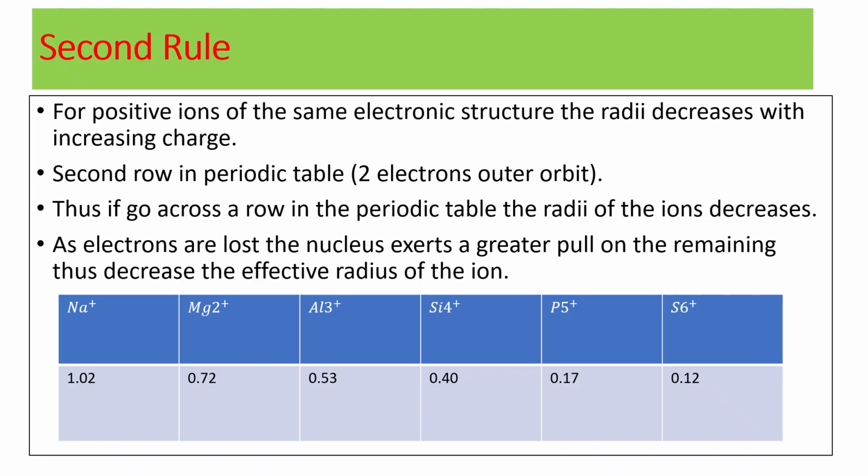So if you take sodium Na+, it has an ionic radius of 1.02, followed by magnesium Mg2+, with an ionic radius of 0.72, aluminum Al3+, with an ionic radius of 0.53, and silicon Si4+, with an ionic radius of 0.4, and phosphorus P5+, with an ionic radius of 0.17, and sulfur S6+, with an ionic radius of 0.12.